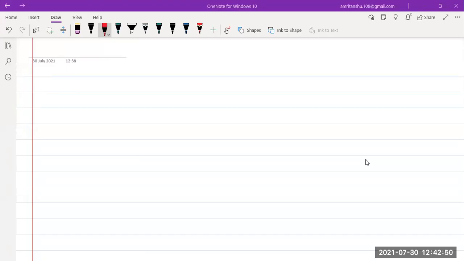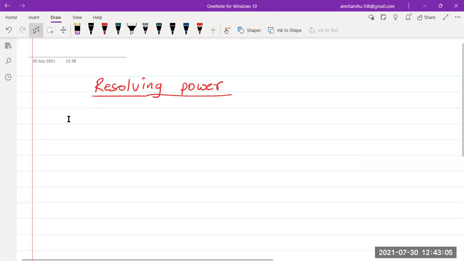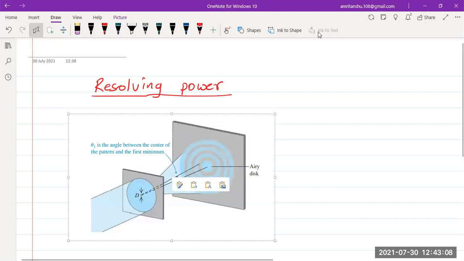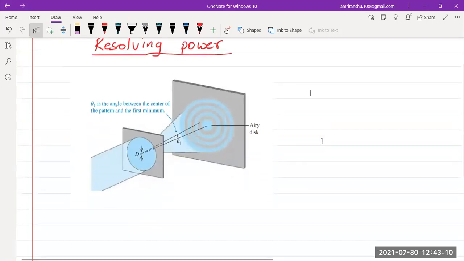So today we are seeing resolving power of any instrument. We have already seen diffraction, correct? If light is passed through a circular hole like this, you see a pattern like this, and this pattern is known as the Airy disk diffraction pattern. Here light is passed through a small circular aperture.